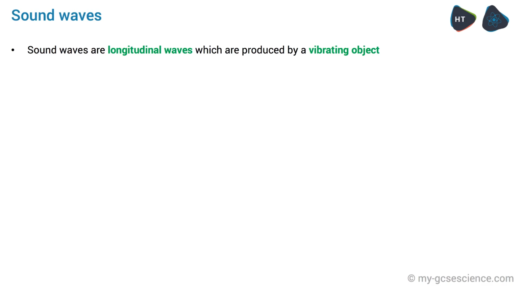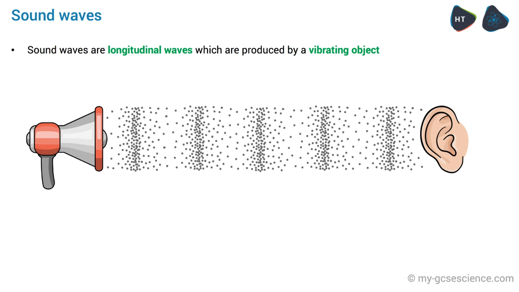We already know that sound waves are longitudinal waves which are produced by the vibration of an object. As the cone of a loudspeaker vibrates back and forth, it forces the air particles in front of it into oscillation. Regions where the air particles are closer together at a given point in time are called compressions, and regions where they're further apart are called rarefactions.